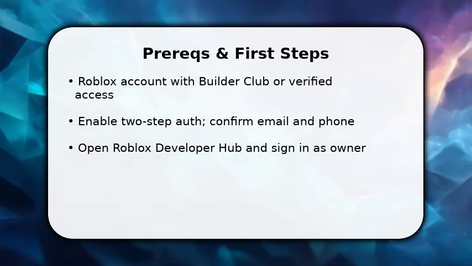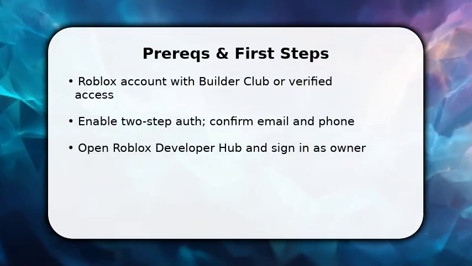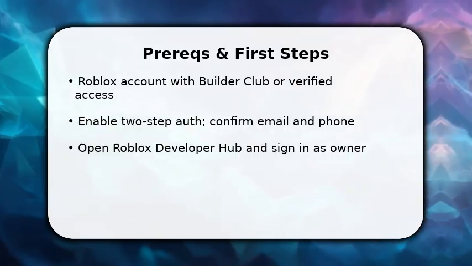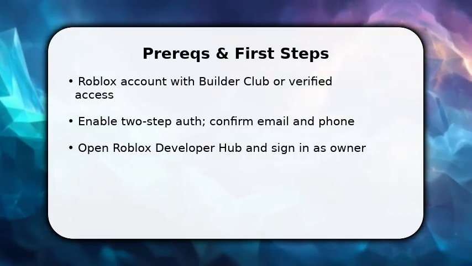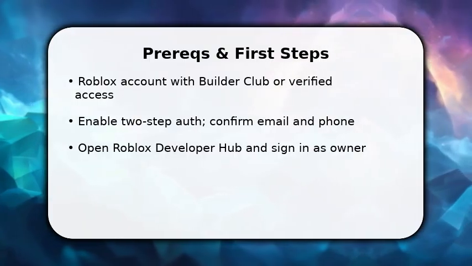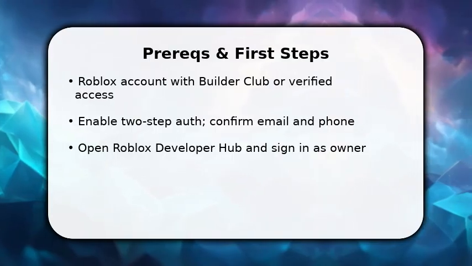You already have the essentials. Now start the process. Sign into your Roblox account, confirm email, and enable two-step authentication for safety. Once done, open the Roblox Developer Hub and navigate to the API keys or Create tab. Make sure you're listed as the place owner or have developer permissions for that experience. Otherwise, key generation is blocked.